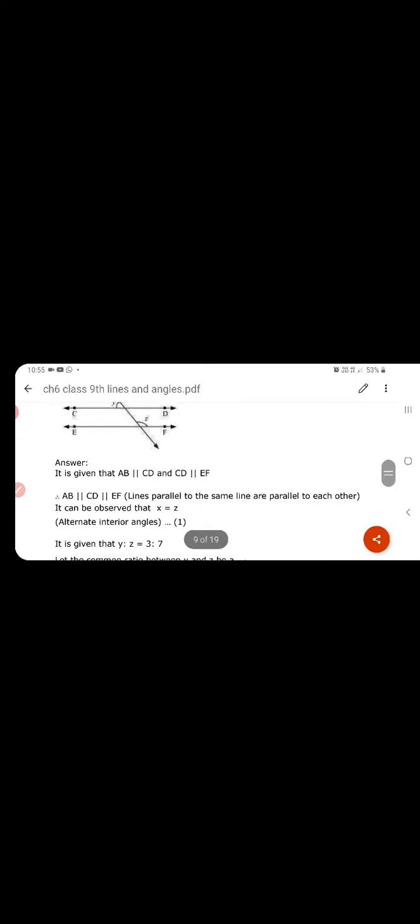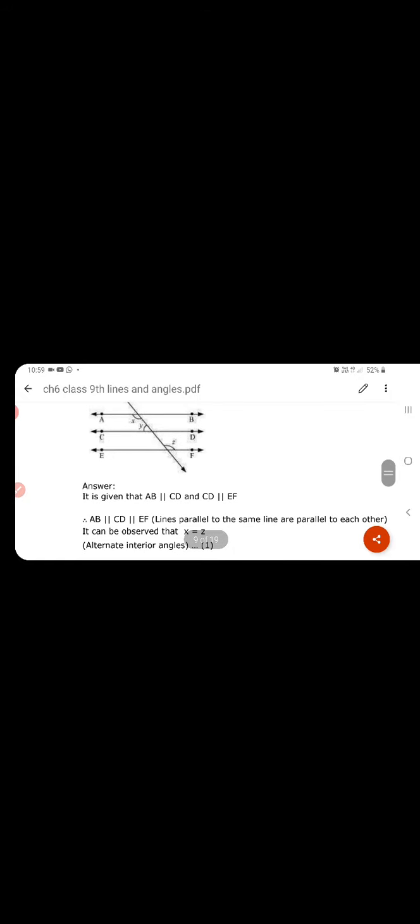Now it's given two lines, AB is parallel to CD and CD is parallel to EF. Lines parallel to the same line are parallel to each other. This is our theorem. Now it can be observed that x is equal to y, because they are alternate interior angles. Similarly, x is equal to z.